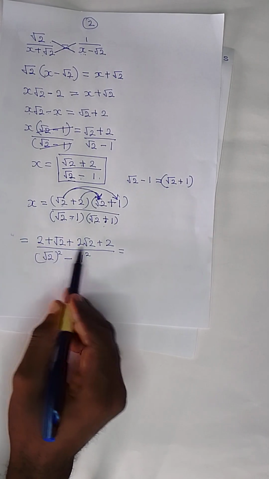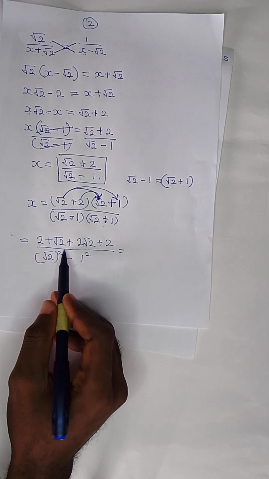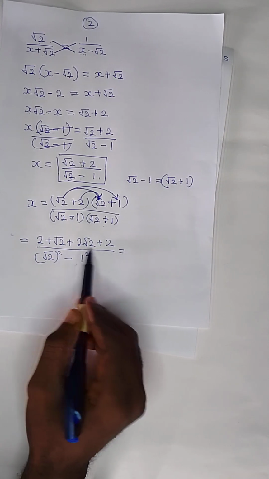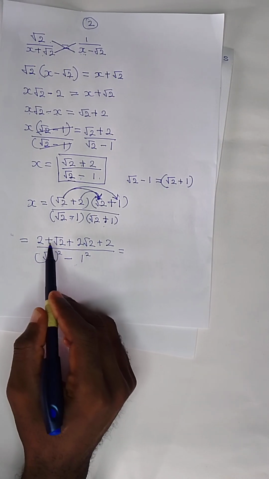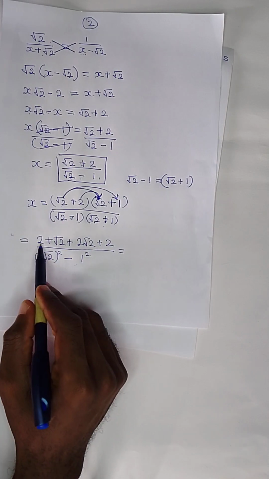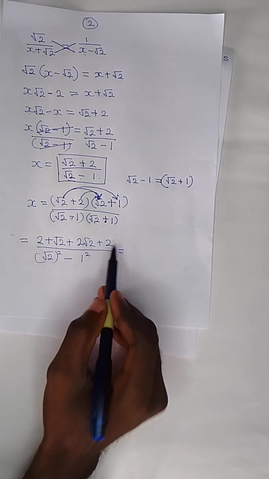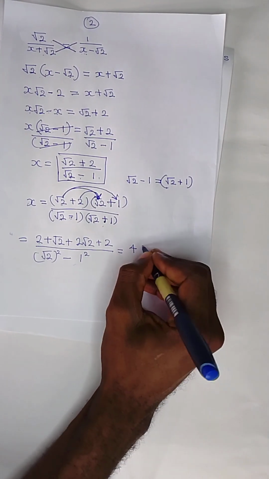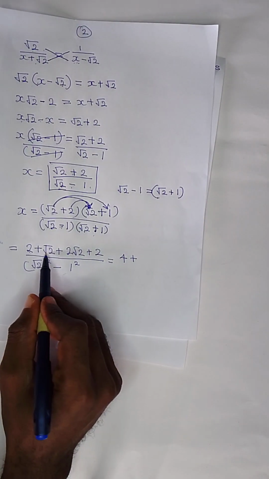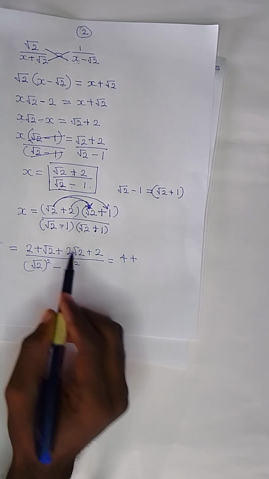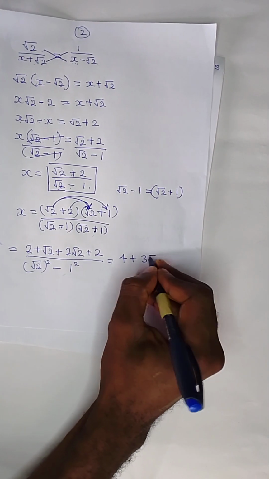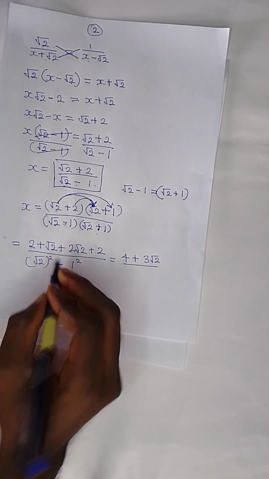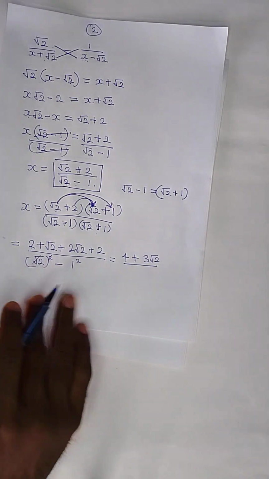Let us collect like terms at the numerator. Everything that has root 2, we are going to add it together. Then the ones that don't have root 2, we add them together. So here we have 2 plus 2. 2 plus 2 will give us 4. Then root 2 plus 2 root 2 is going to give us 3 root 2, all over.